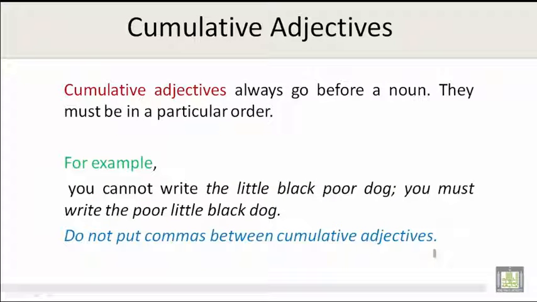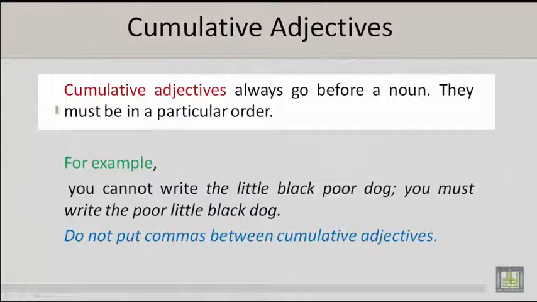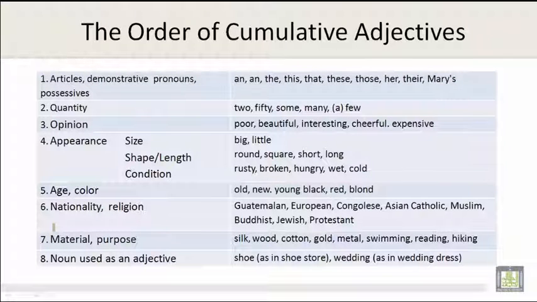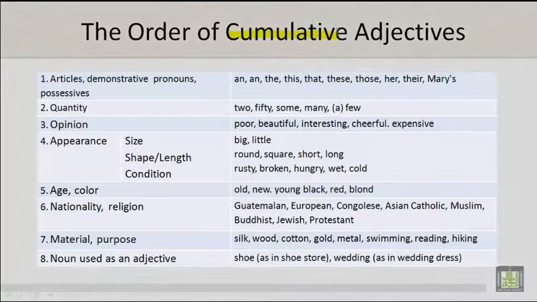Cumulative adjectives always go before a noun. They must be in a particular order. For example, you cannot write the little black poor dog. You must write the poor little black dog. Do not put commas between cumulative adjectives. Now, let's take a look at the order of cumulative adjectives.